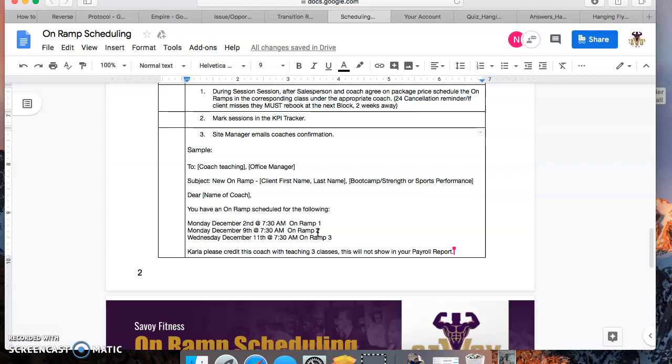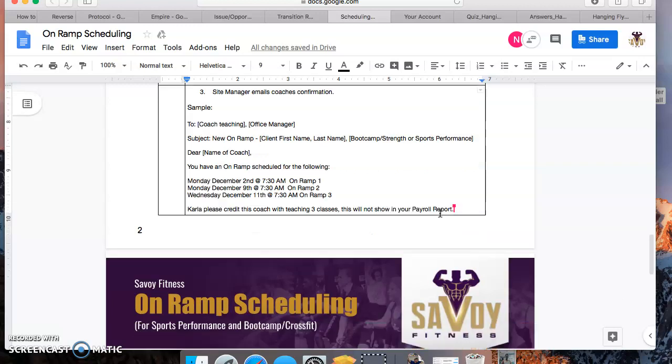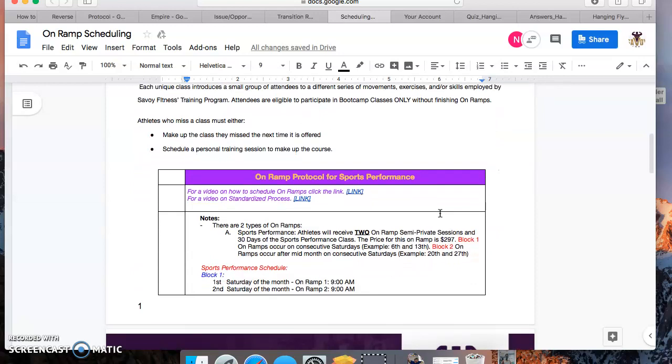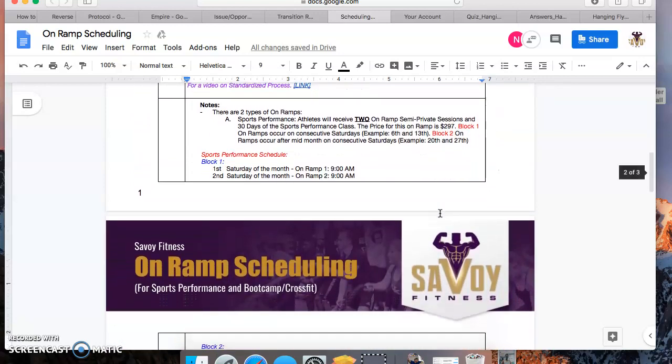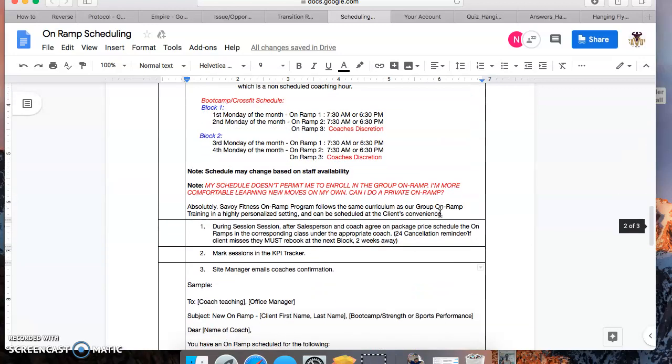However, site manager needs to clearly communicate that the coach needs to acknowledge that this is a class and send to the office manager. So if there's a situation where back pay keeps happening, it will be mandatory for site manager to see this unless he can convey the autonomy of the coaches to do it themselves. Other than that, guys, that is how the on-ramp scheduling works. Again, note that days and times may change based on coaches' availability. But as far as the system, it will never be broken.